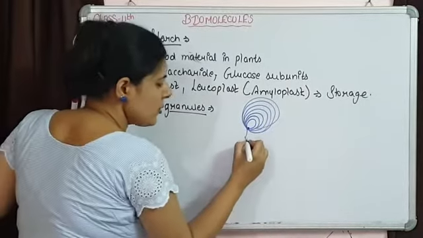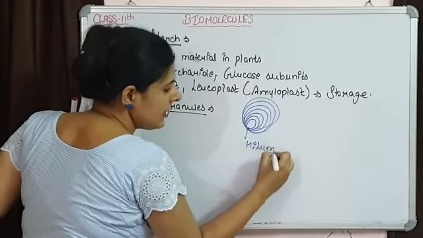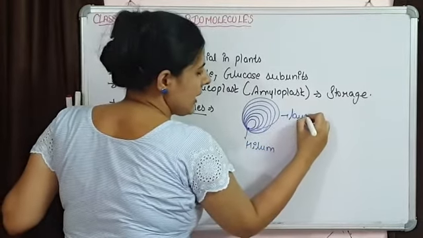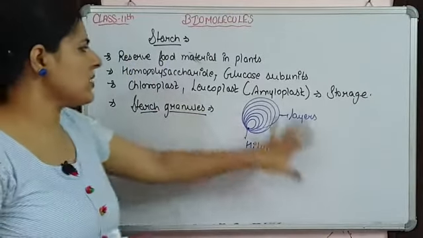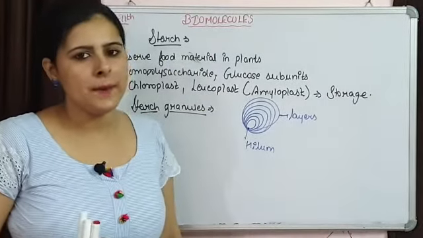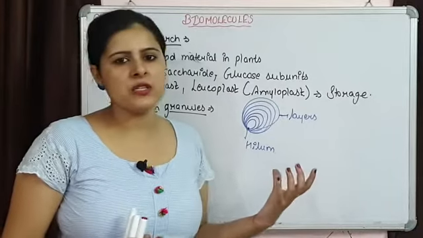This small portion is known as hilum and these are the layers that are arising from this hilum, and there are different structures of starch granules that are going to be present. This is how the starch is present.